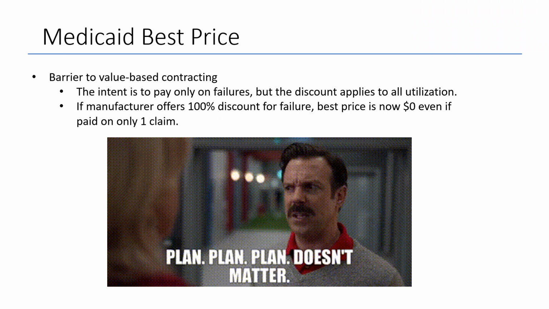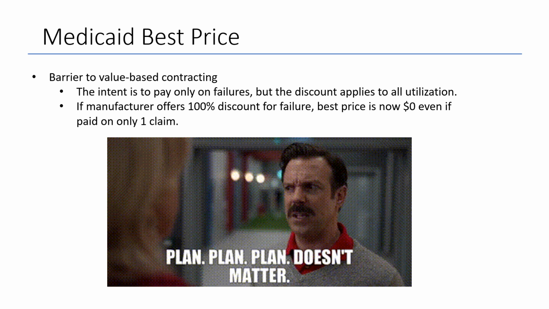So while Medicaid Best Price is great for Medicaid, it can be a barrier to value-based contracting. With value-based contracting, the intent is only to pay on failures. So I could go out and negotiate a value-based contract that says, if it fails, you give me 100% back. I could have one person out of 100 taking the medication fail. They give me 100%. Well, what happens is that sets the Medicaid Best Price at 100%.